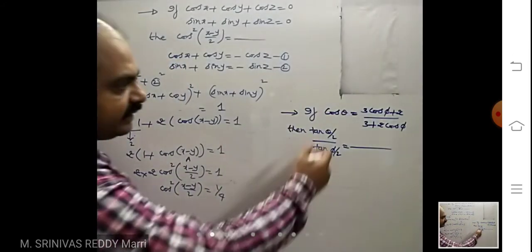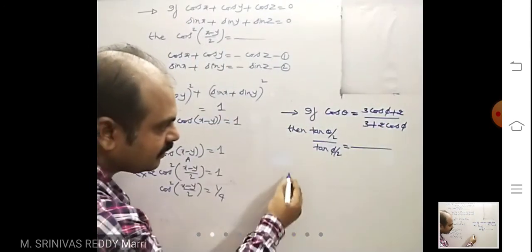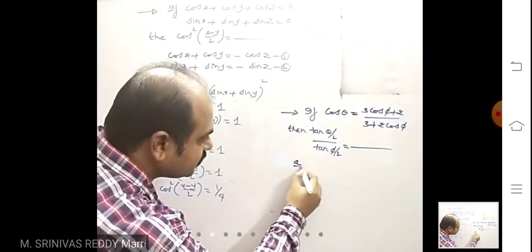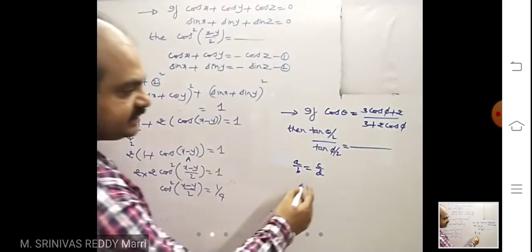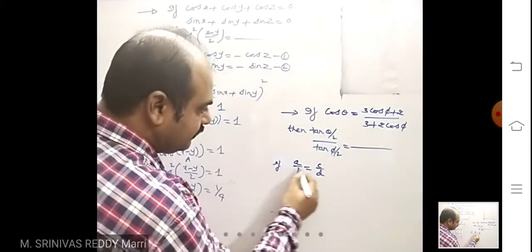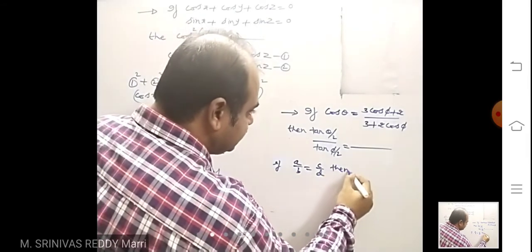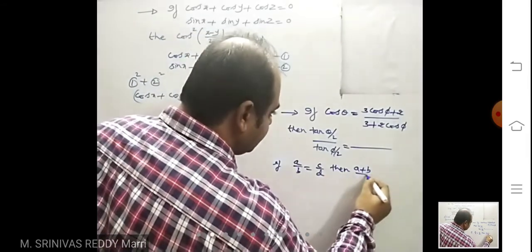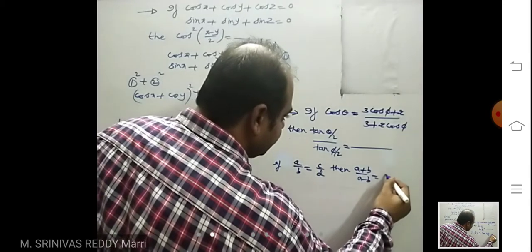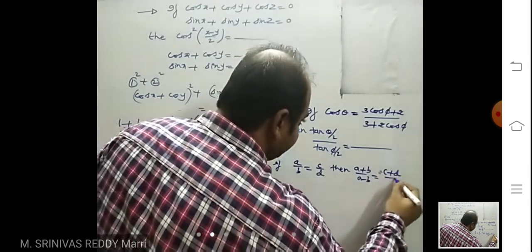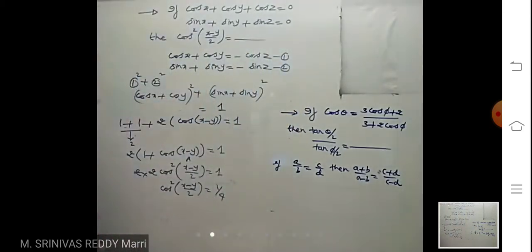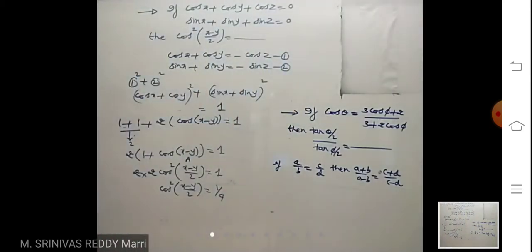So whenever this appears, you know componendo and dividendo. Componendo and dividendo means if A by B equals C by D, then A plus B by A minus B equals C plus D divided by C minus D. That is componendo and dividendo.